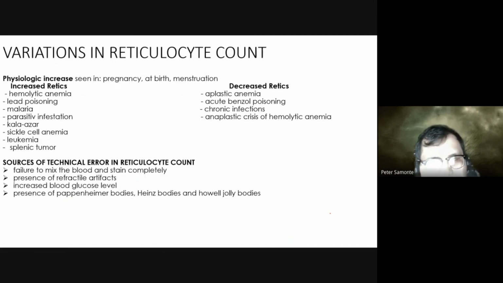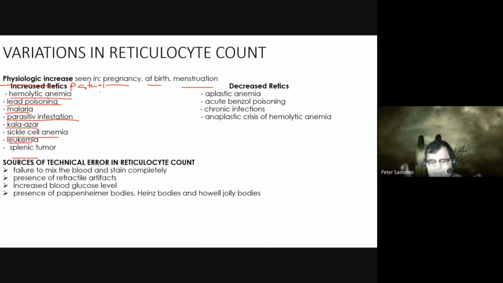Then variations in reticulocyte count. Physiologic increases would be seen in pregnancy, at birth, and in menstruation. Increased retics in pathological conditions such as hemolytic anemia, lead poisoning, malaria, parasitic infestation, kala-azar, sickle cell, leukemia, and splenic tumor. Class, what parasite causes your kala-azar fever?